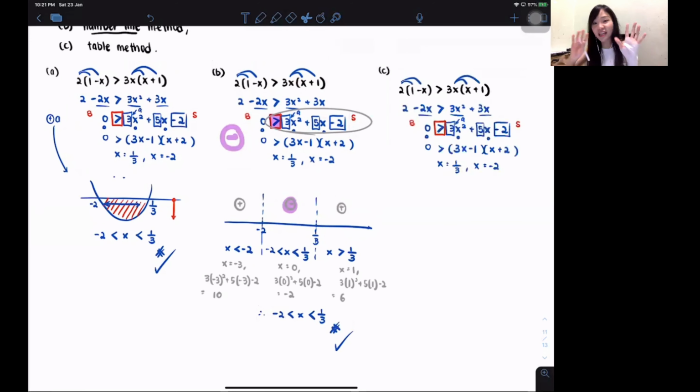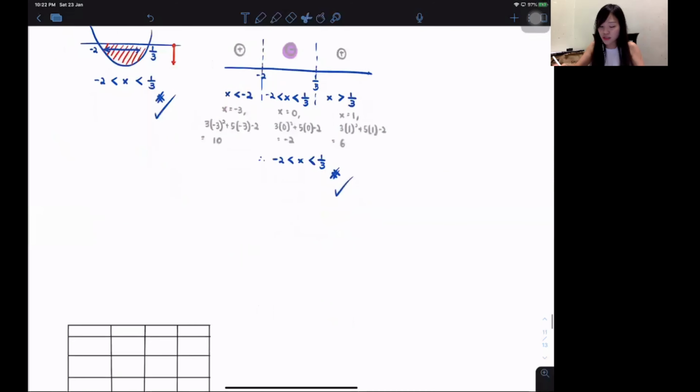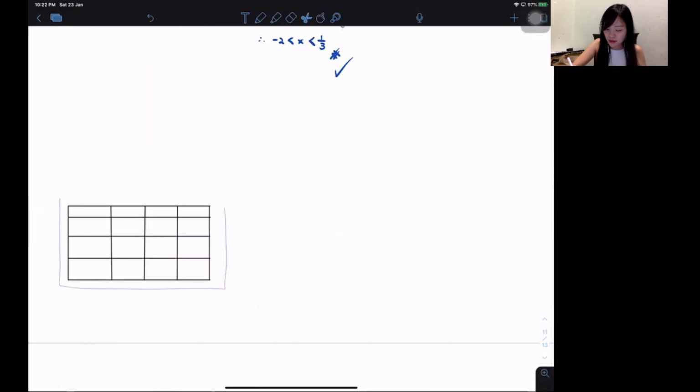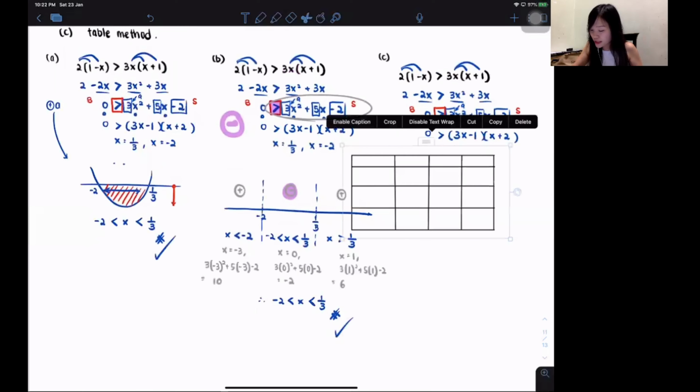So C, same thing, I copy and paste. You know, the working is the same. It's just the bottom that is different, right? So we're going to use the table method. Again, I'm lazy to draw the table, that's why I put it here for you guys now.